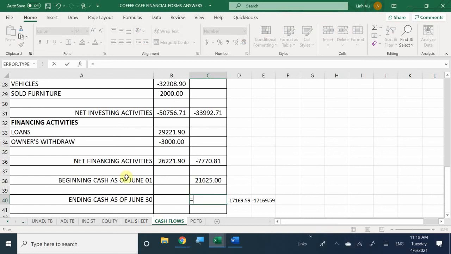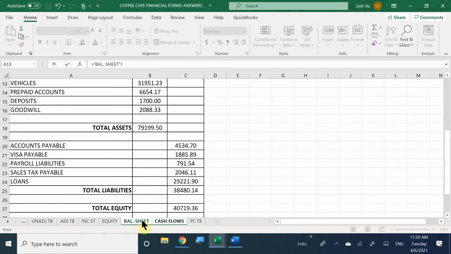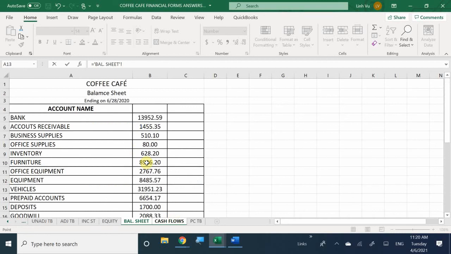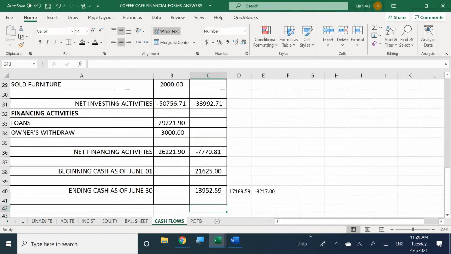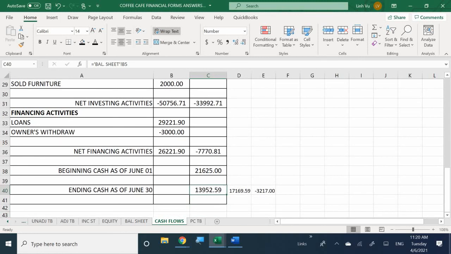Okay, and then now we're looking at how much cash we actually have. So let's go to our balance sheet. How much money do we currently have right now? We have $13,952.59. Now, how we solve this is you're supposed to take your beginning and you're supposed to add the difference to get the 13,000. So right here, I'm off by a lot.